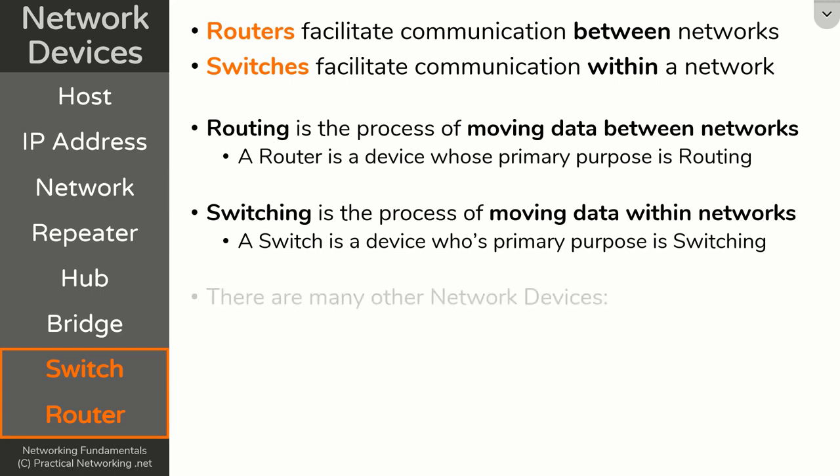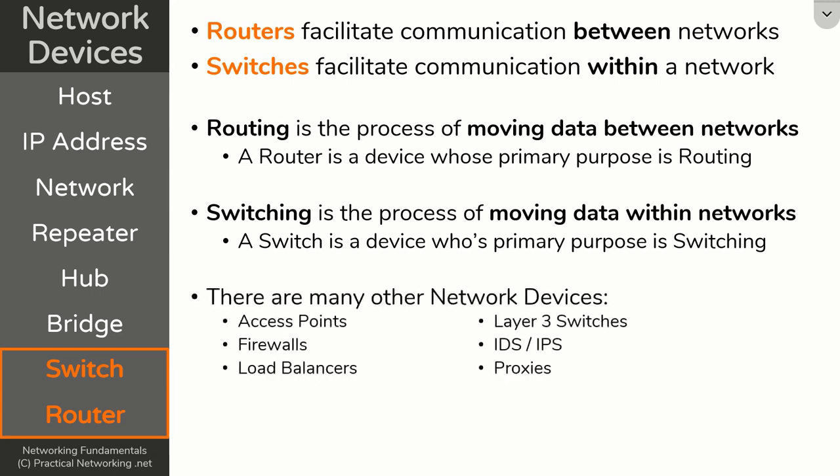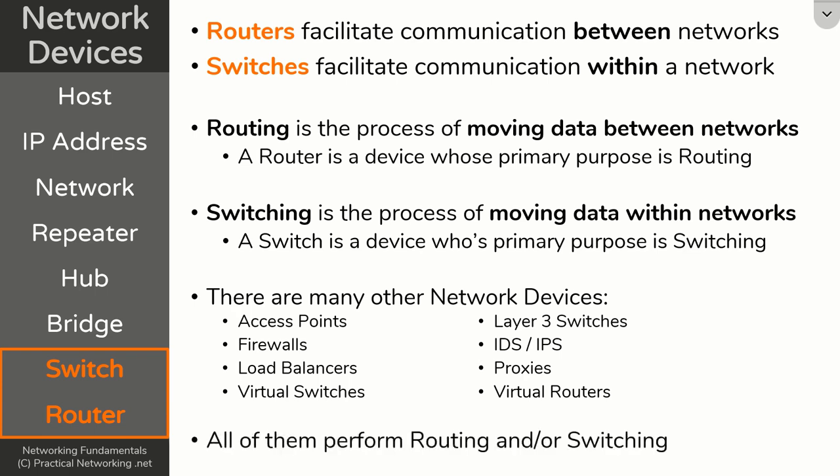The reason I bring that up is there are many other types of network devices that exist out there. Access points, firewalls, load balancers, layer 3 switches, proxies, and there's even devices that only exist in the cloud, like virtual switches and virtual routers. One way or another, all of these devices are going to perform routing or switching or both. So later on in this module, when we describe what a router does or what a switch does, what we are actually describing is what any device does that implements routing or any device does that implements switching. And with that, we close our lesson on network devices.